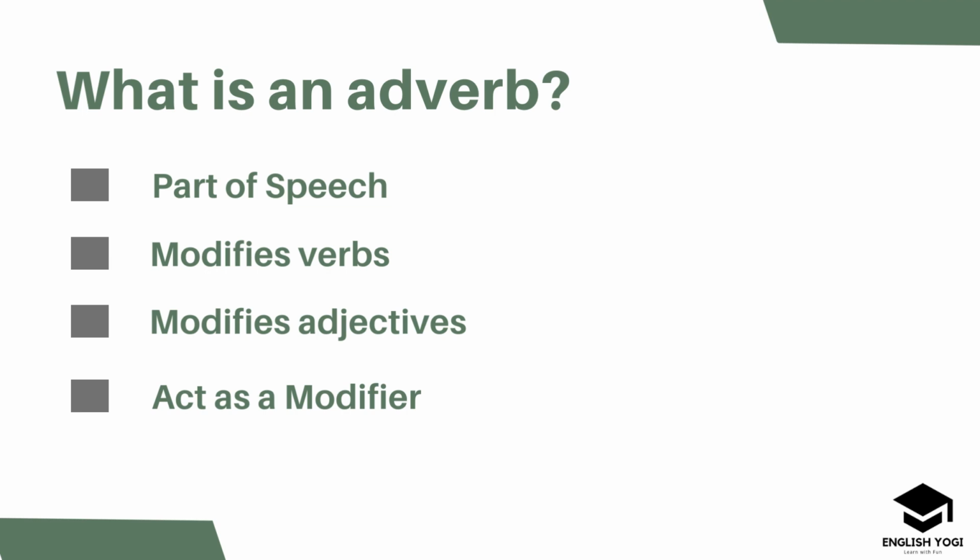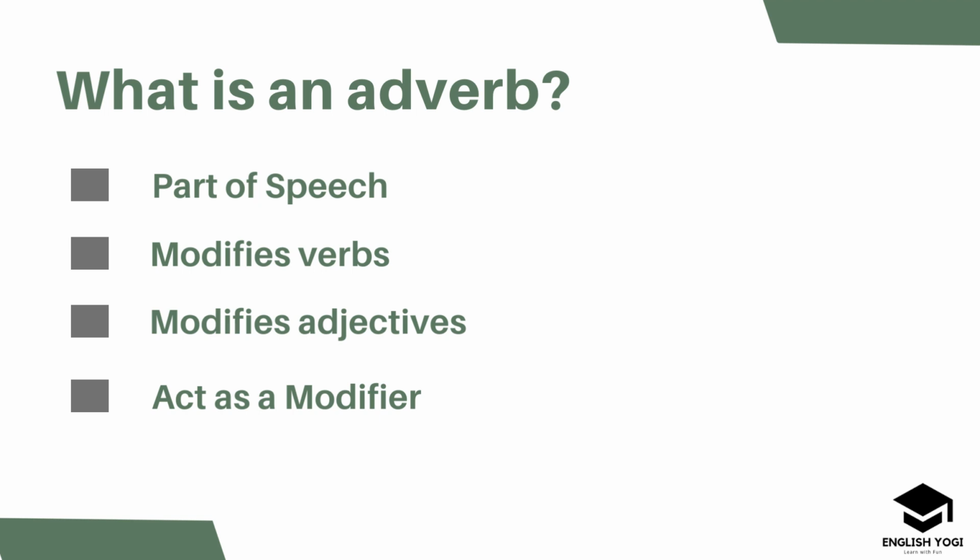We know that basically it is a part of speech. And what is the role of adverb in the sentence? So it actually modifies verbs. And how, in a simple language, can we say that it modifies the verb? So it limits the meaning of verb in the sentence.